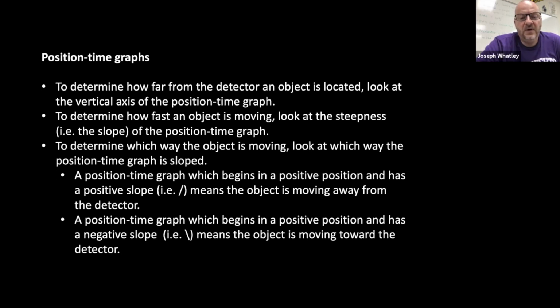A position time graph which begins in a positive position and has a positive slope means the object is moving away from the detector, and a position time graph which begins positive and has a negative slope means it's moving towards the detector.